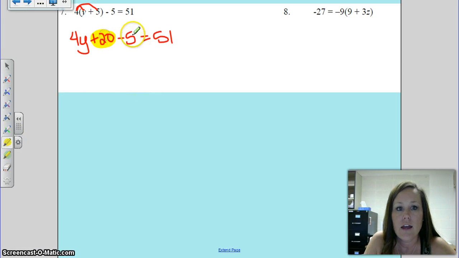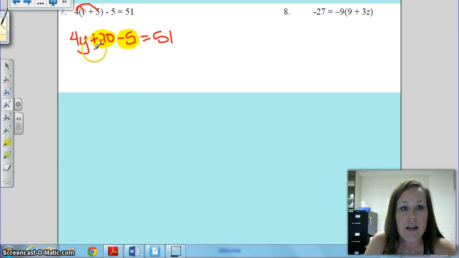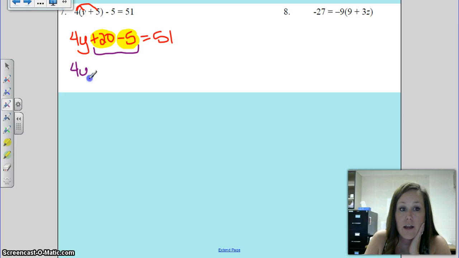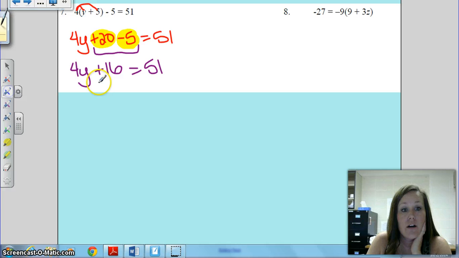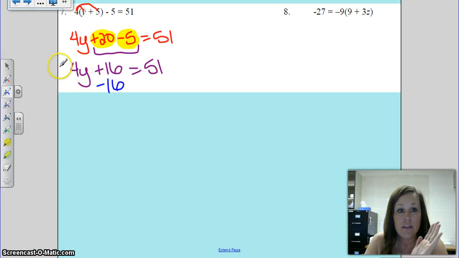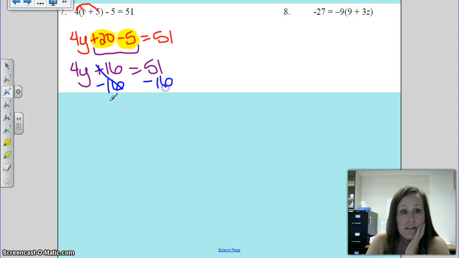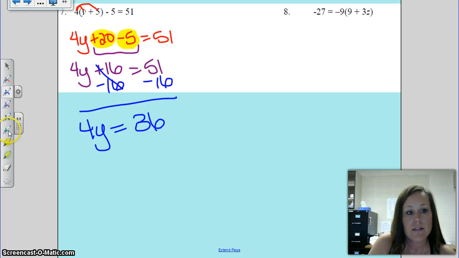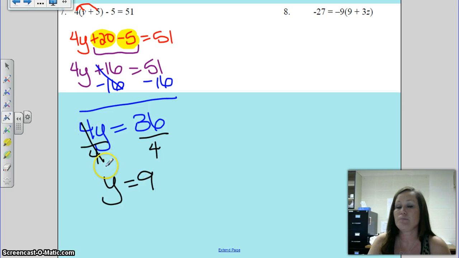I see this and this are like terms. I have to combine them before I start moving stuff back and forth. So I'm going to have 4y, 20 minus 5 is positive 16, equals 51. Then I'm going to subtract off my 16 to isolate the term with the variable. Subtract 16, and I'm left with 4y equals whatever 51 minus 16 is, which is 36. Then my last step, divide by whatever's in front of the variable, here and here. Y equals 9, and those cancel.